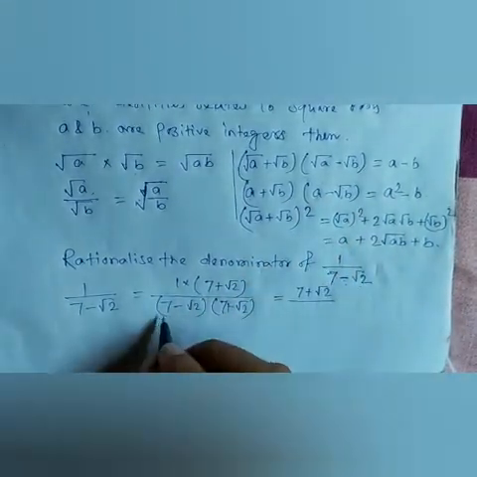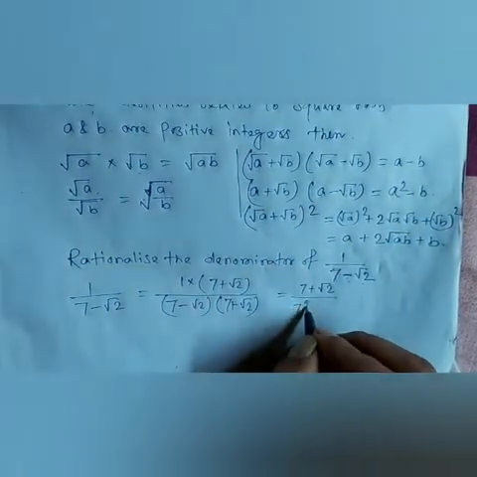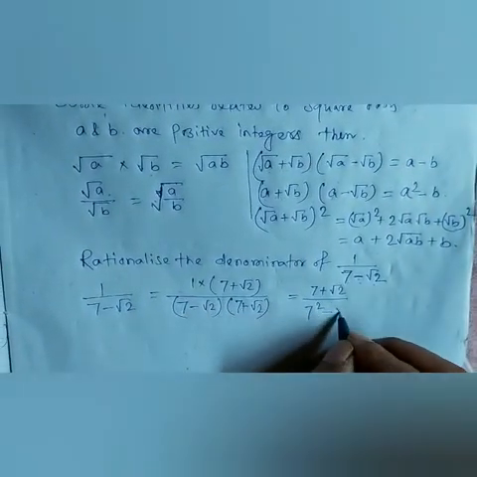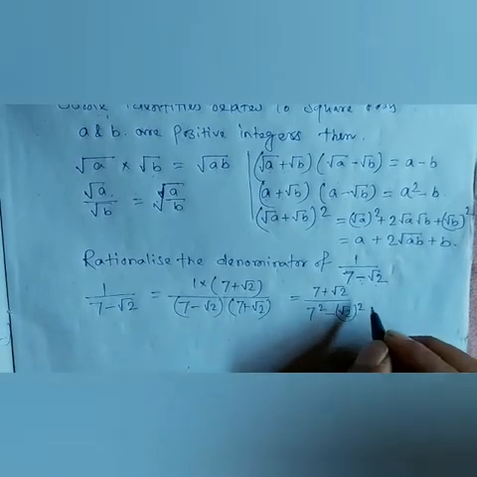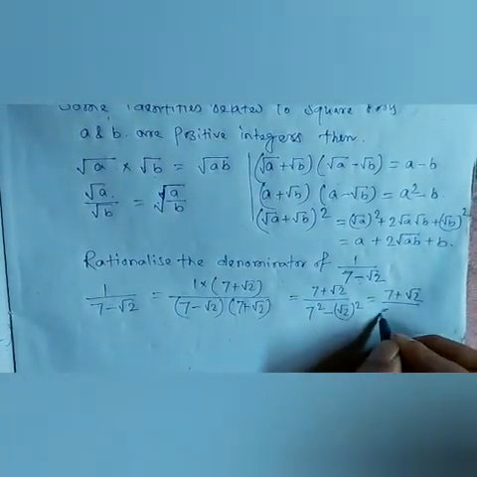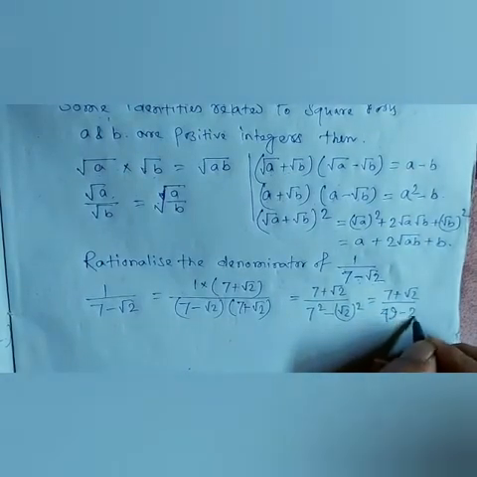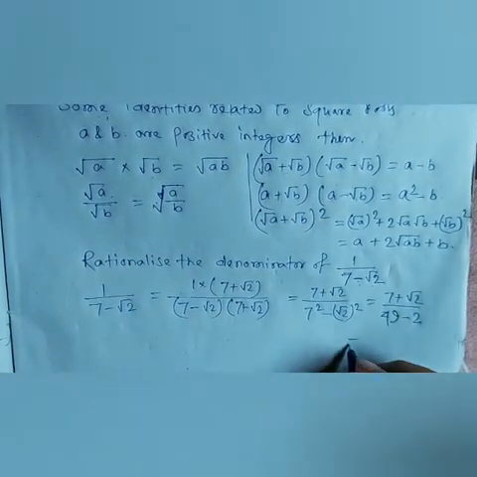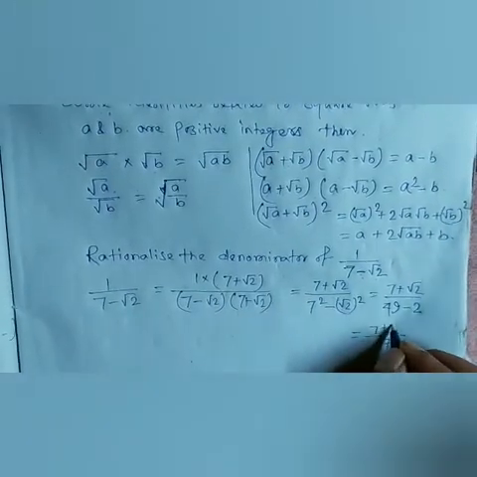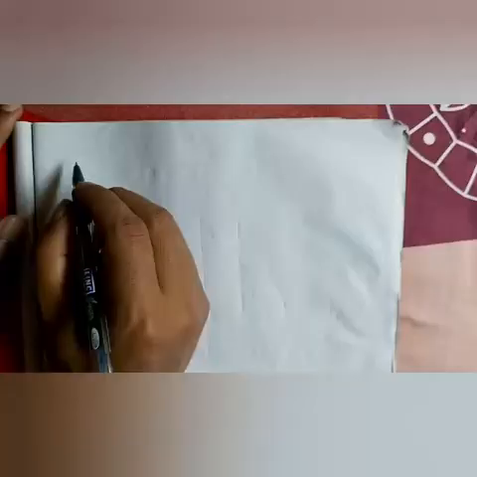minus b. So a square means 7 square, minus b means root 2 whole square. So this is 7 plus root 2 divided by 7 square, which is 49, minus 2, so 49 minus 2 means the value is 47, and the numerator is 7 plus root 2.